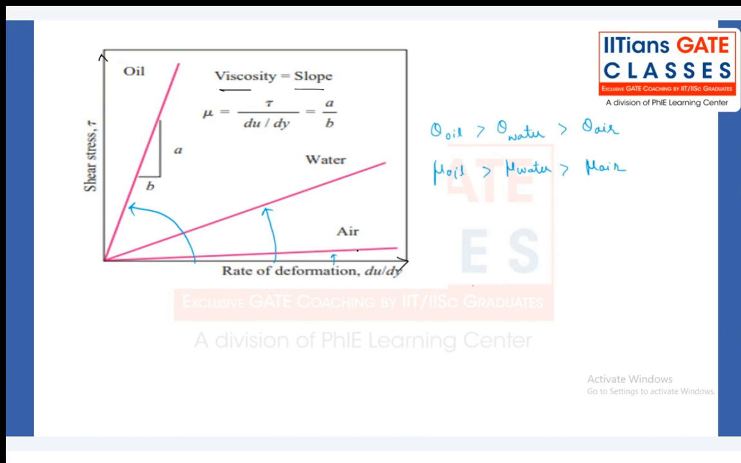Now we will try to look into the SI unit of viscosity. Is it done? Done for all?